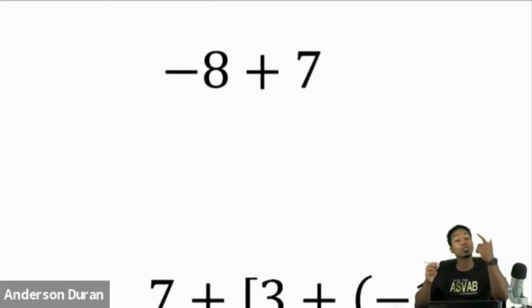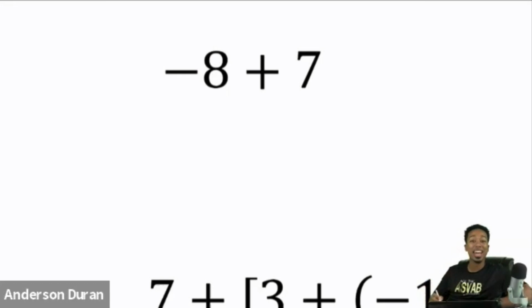Exactly. The 8's bigger, so we'll keep its sign, and we'll keep that as a -1. So a -8 plus 7 should not intimidate us. -8 plus 7, that's the same thing as just subtracting those two numbers, keeping the sign of the bigger number, and that is -1.